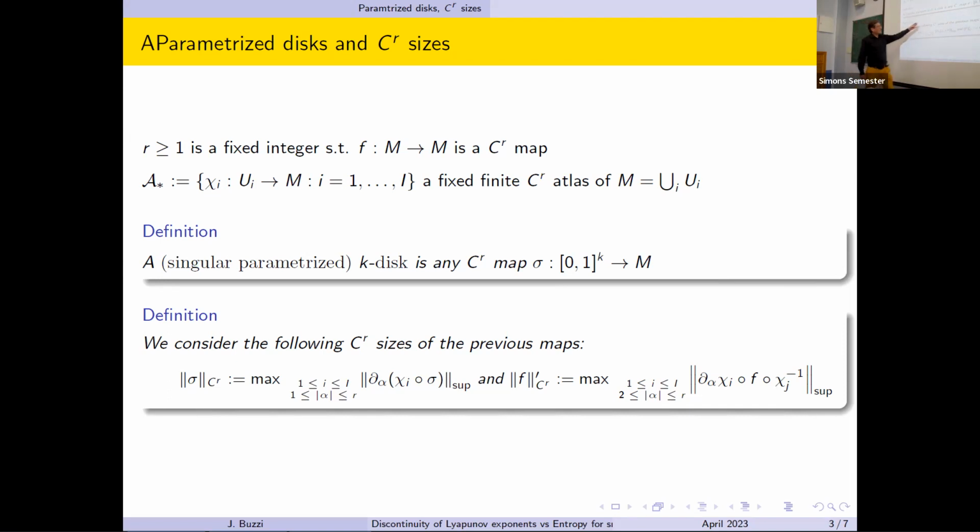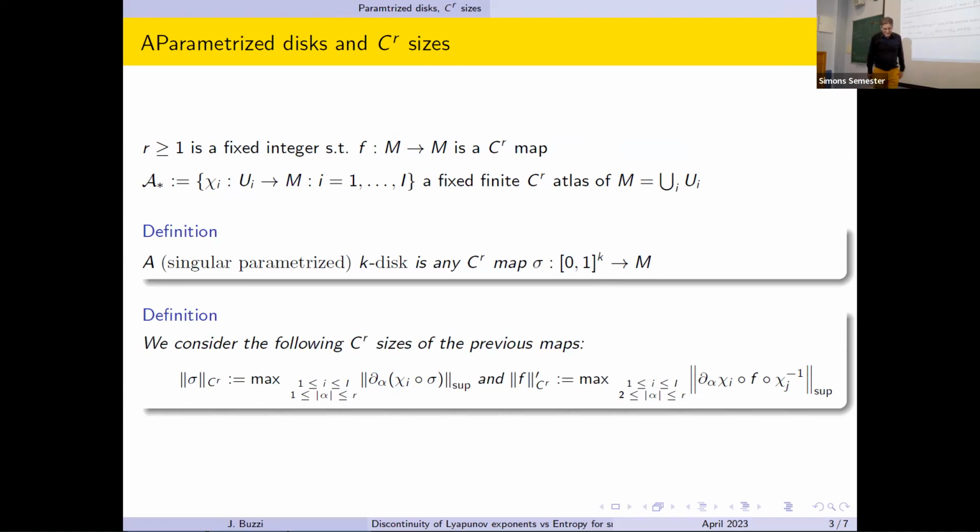Okay, so a disk is just a C^r map defined on the unit cube into our manifold, and the C^r size is defined using the charts from this finite set, otherwise it would always, more or less always be infinite. But then it's some quantity. Of course, it depends on the choices of the chart, but the idea is that it doesn't depend too much. I mean, if you have a bound for one finite set of charts, you will get another bound for another set of charts.